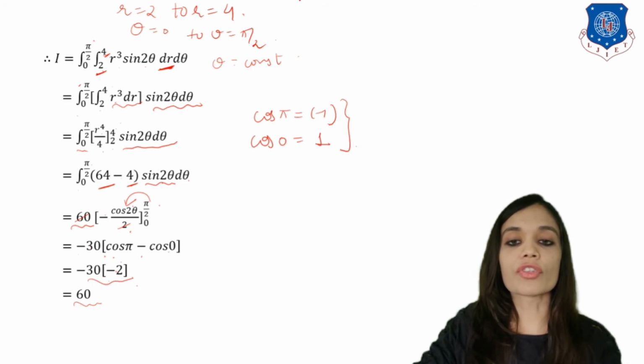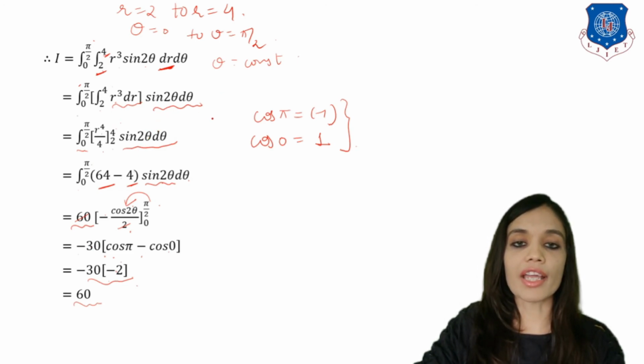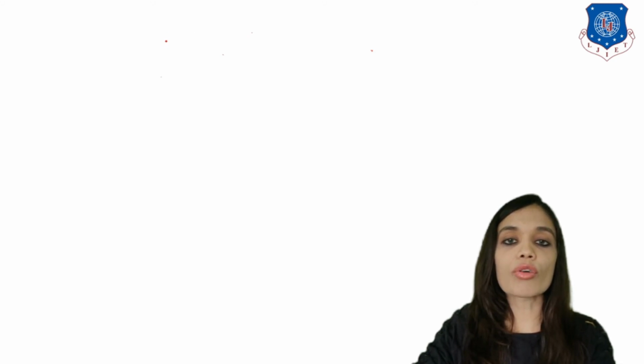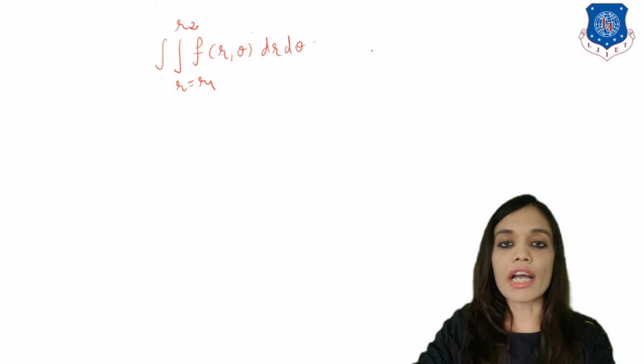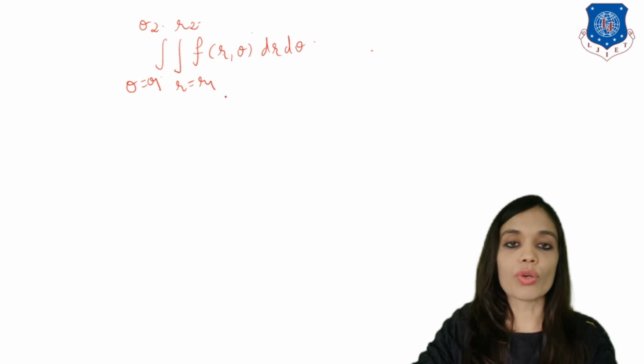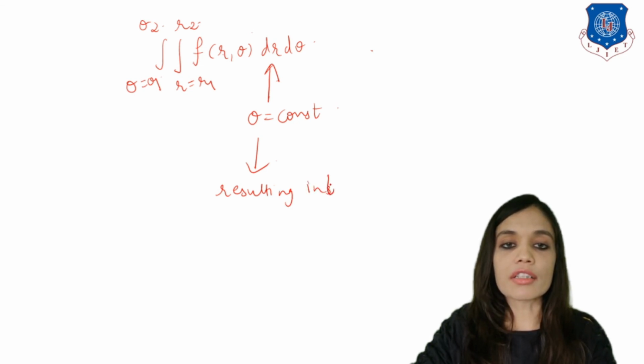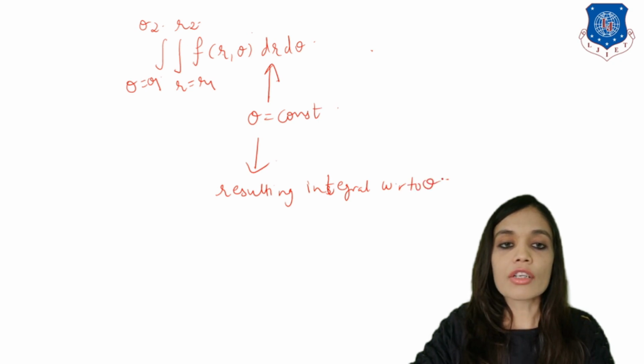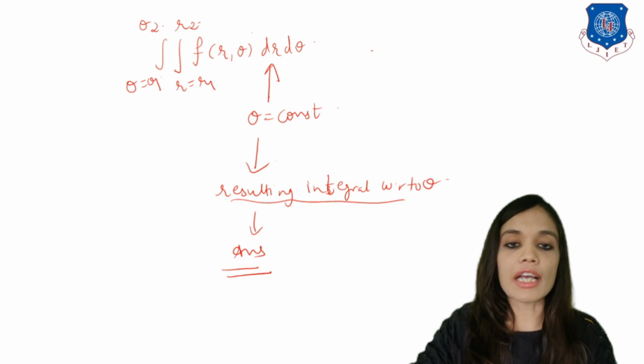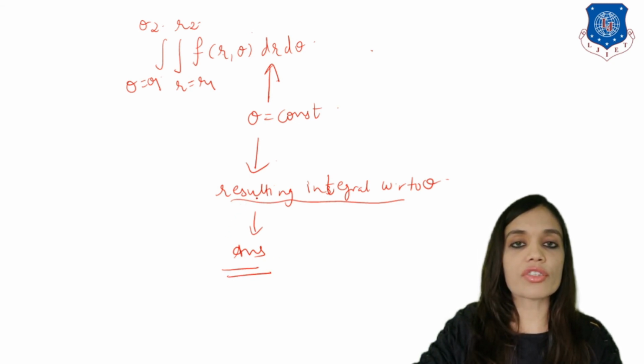Okay, so this is our answer of the given double integral over polar coordinates, right? So in today's session you have studied the double integral over polar coordinates, that is f of r comma theta dr d theta, right? And your limits will be r from r1 to r2 and theta from theta 1 to theta 2. In this, what you have to do, you have to evaluate this integral with respect to r first, right? Keeping what constant? Theta as constant, right? And then you have to evaluate the resulting integral with respect to what? Theta, right? So from this you will get your desired answer, right? So I hope you have understood throughout the session. Thank you for watching.